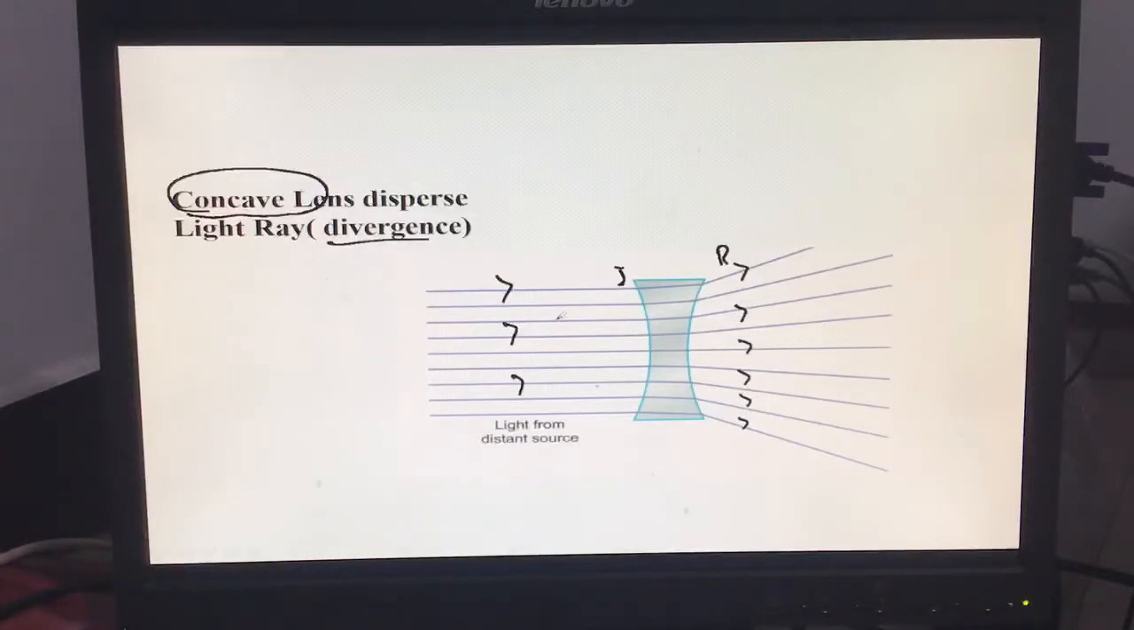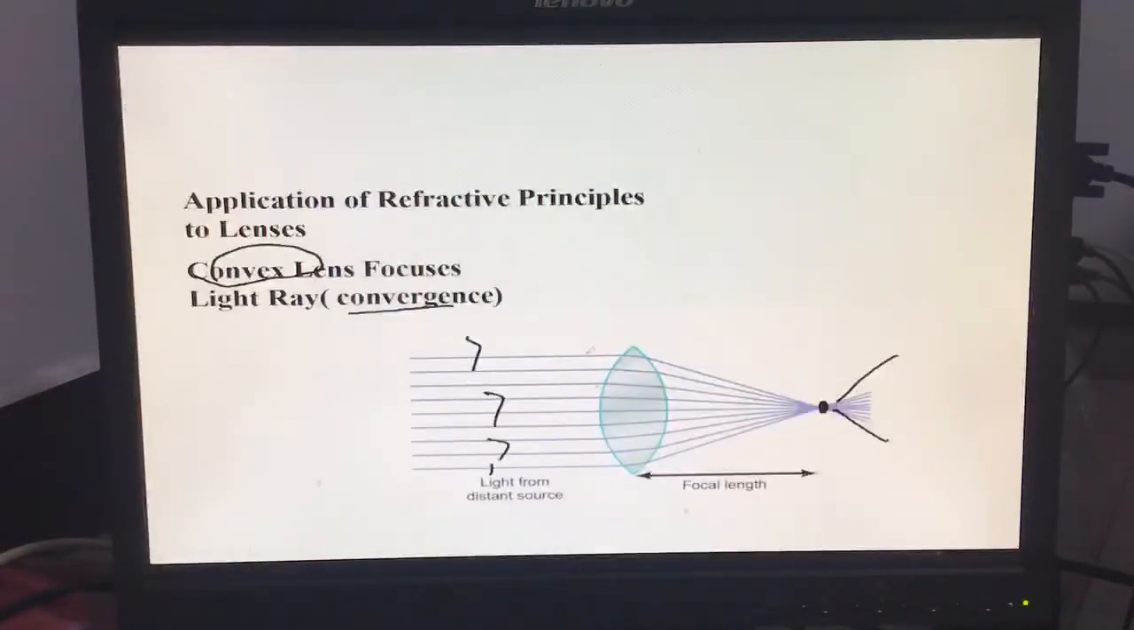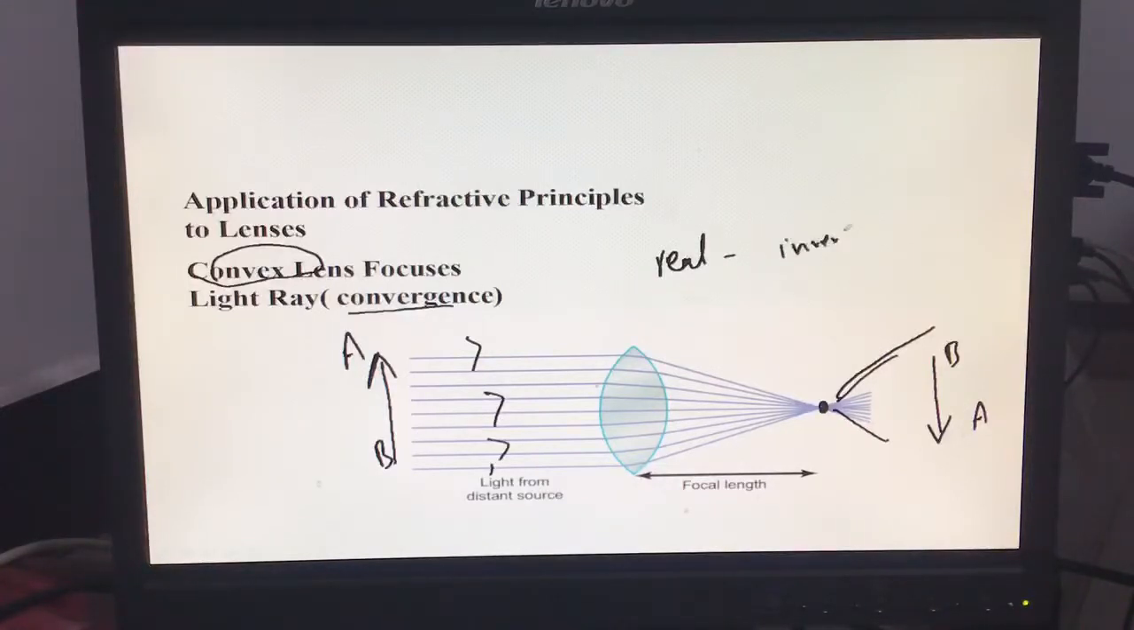The difference between the convex and concave lens: with the convex lens, for example, here is an object, with an A side and a B side. When the light rays pass through the lens, the image is formed like this, and you can see the arrow is inverted. The real image is formed by the convex lens, but the image is inverted.